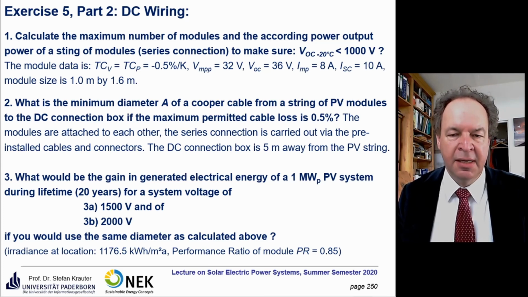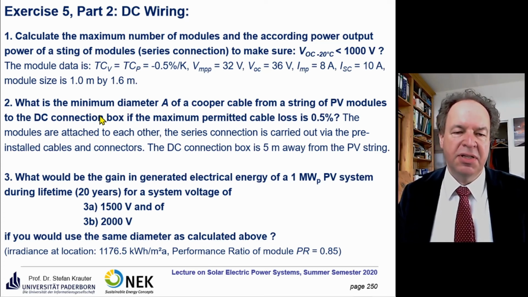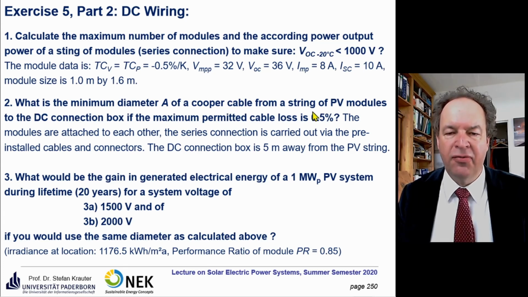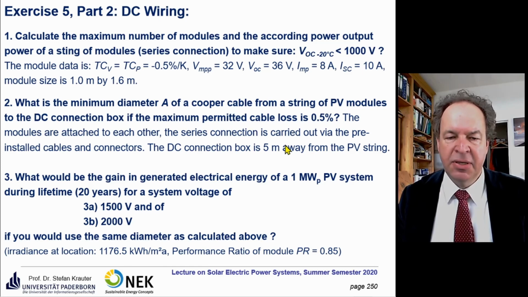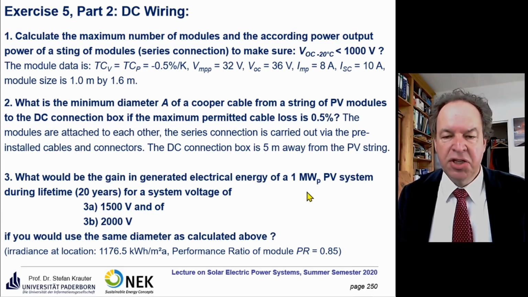These are module data. Then there is another question here: what is the minimum diameter for a copper cable from a string of PV modules to the DC connection box if the maximum permitted cable loss is 0.5%. And then, what would be the gain in electrical energy for a 1 megawatt power plant during its lifetime. Nowadays it's even longer than 20 years. People are even calculating with 25 or even 30 years, but this is a very conservative estimate.